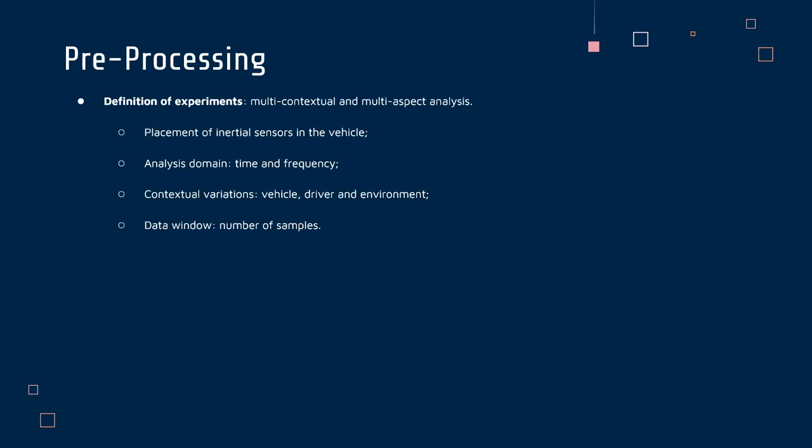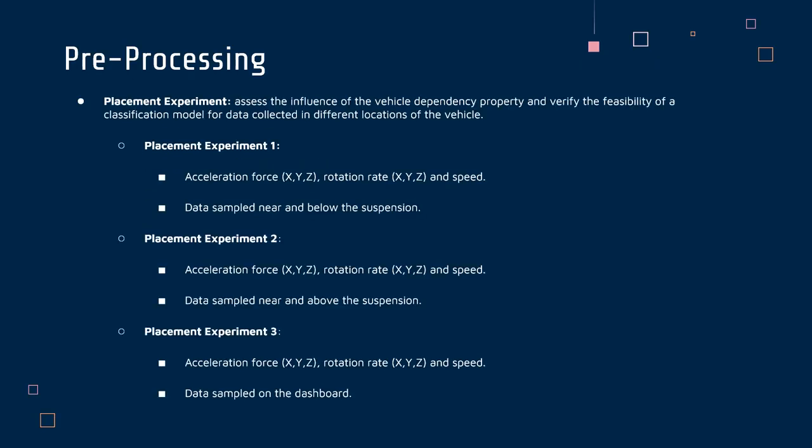The second stage of this study consists of preprocessing. In this step, experiments were defined to perform multi-contextual and multi-aspect analysis. The first type of experiment was by placement, to verify the influence of the vehicle dependence property and the possibility of the module operating with data collected from different points of the vehicle.